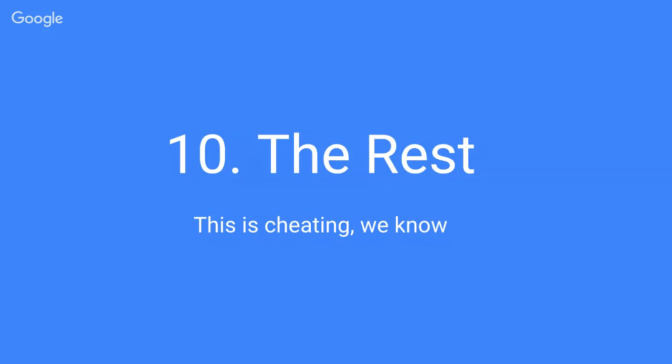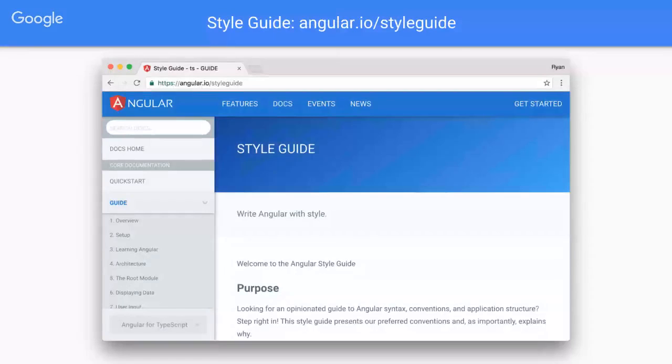Yeah, so number 10 is the rest, and this is cheating, absolutely. We are throwing all of these great things into one number because we feel like there's no way we could cram them all into 10 reasons. So we're going to provide some links we think would be great to go look at yourselves. So number 1 is the Angular style guide.